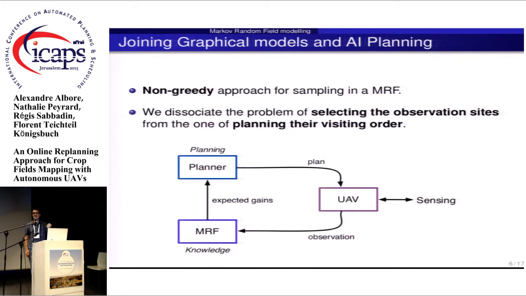From that, we extract the expected gains we can have from observing certain plots. So the sites that are interesting for us. The planner provides a trajectory connecting them. So a plan that is executed by the UAV that does the observations, the sensing. From this data, we update the probability distribution and so on and so forth.